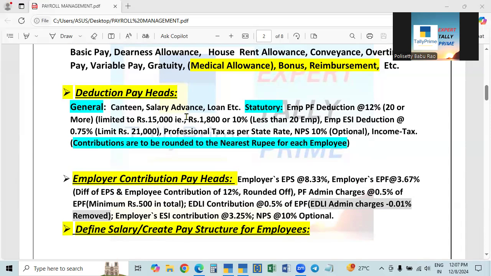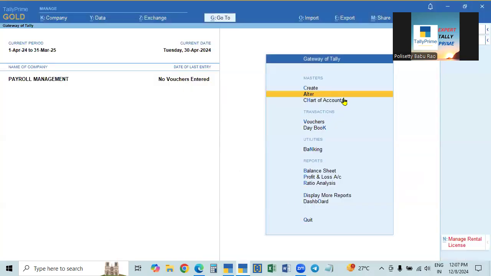General deductions we completed in the last video. Now statutory deductions and employer's contribution. So in this, we go to Tally. Go to Alter, because I already created the ledgers. I told you in the lesson, payment heads, that is earning heads, I created, and general deductions also I created, and these statutory deductions also I created. That's why you have to go to Alter.